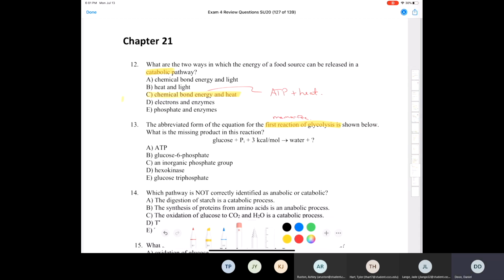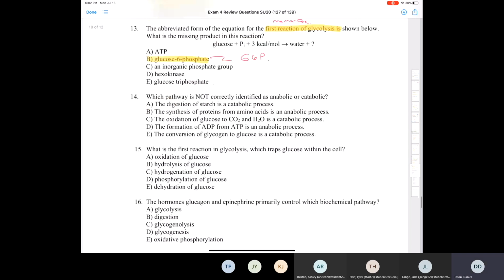Somebody said, Tyler says B. Okay, the answer is glucose 6-phosphate, and that is correct. So we end up producing water and glucose 6-phosphate, which we abbreviate G6P, glucose 6-phosphate. Number 14, which pathway is not correctly identified as catabolic or anabolic?